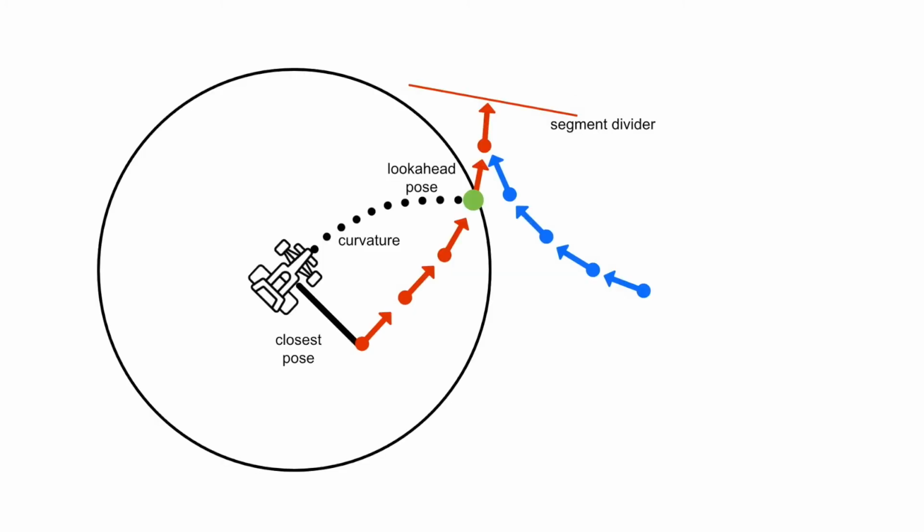To find the look-ahead point, we find the index of the closest path pose to the car. We add this index to an arbitrary look-ahead index. In our case, it was 6 indices. The algorithm then finds the necessary curvature to reach the look-ahead point and commands the steering angle of the car.